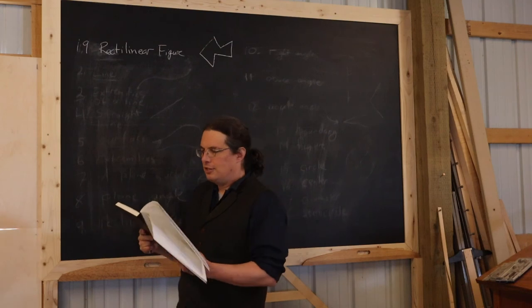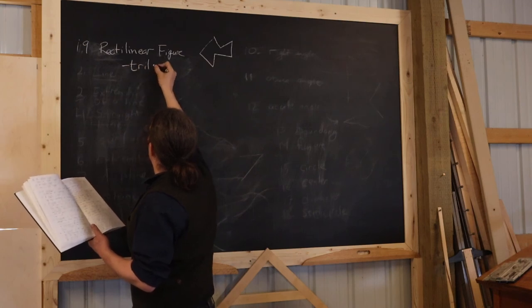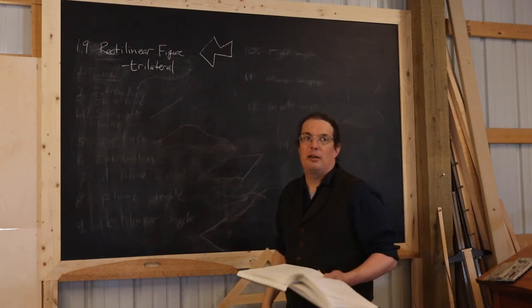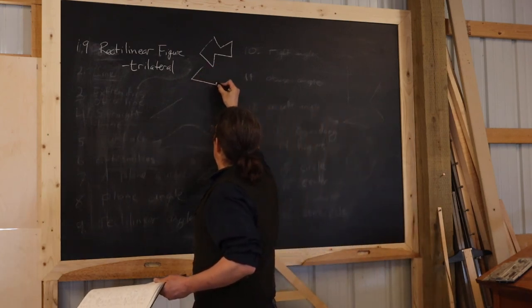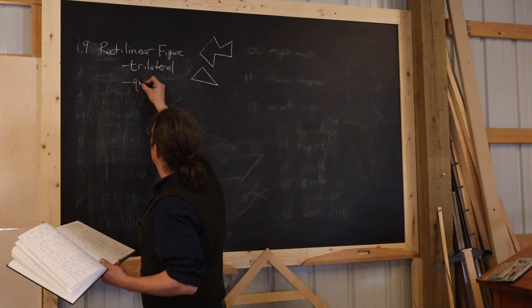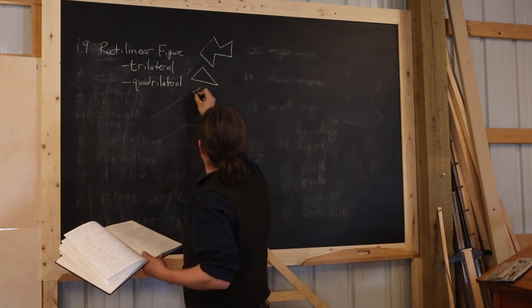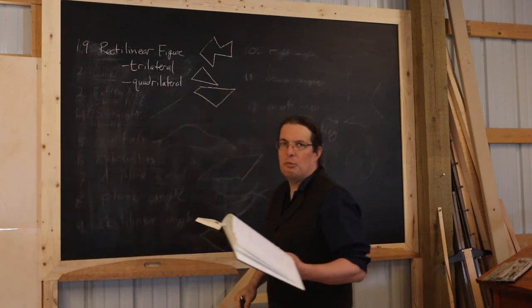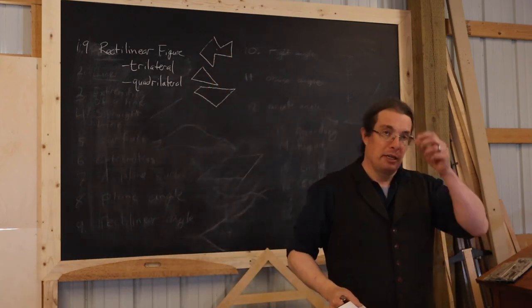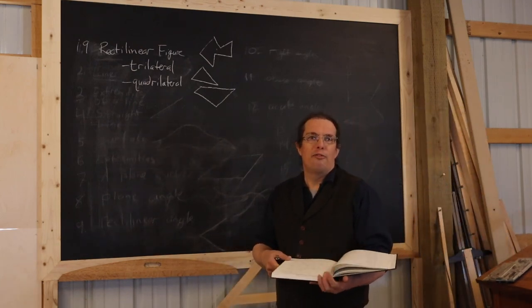But there are several special cases of rectilinear figures. Trilateral figures are those that are contained by three straight lines. We more commonly think of these as triangles. Quadrilateral figures are contained by four straight lines. And then multilateral figures would be something like this. Any rectilinear figure that is contained by more than four straight lines.